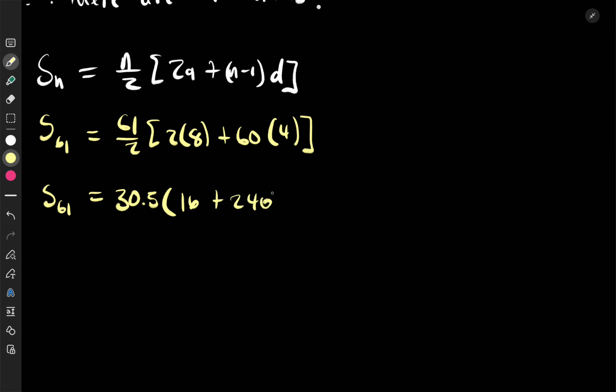So now you can get this answer straight. We don't have to punch it again. We're going to just say 30.5, open bracket, 16 plus 240, close bracket, is equal to, we get 7,808. So S61 is 7,808. This is our final solution, and we are done with this.